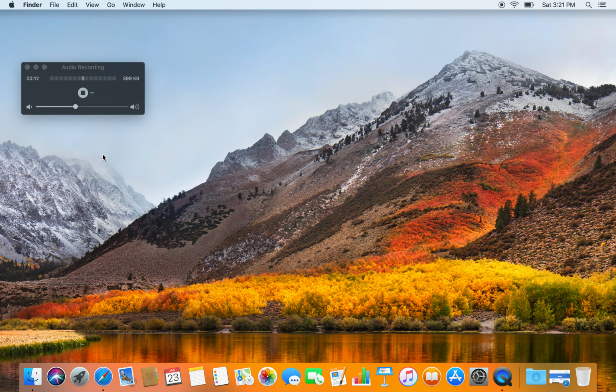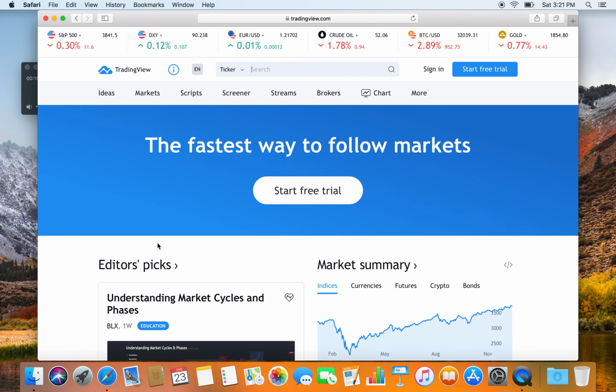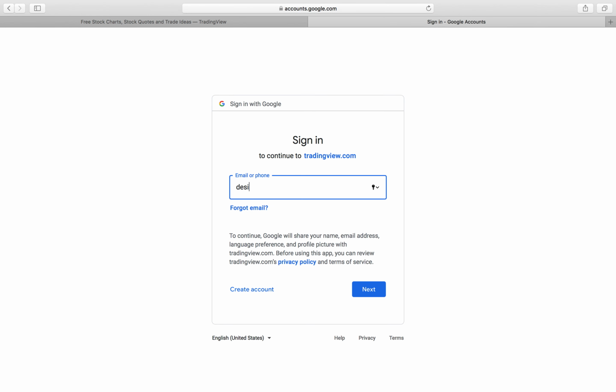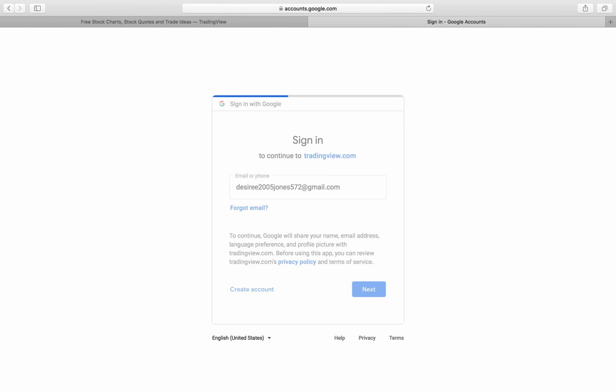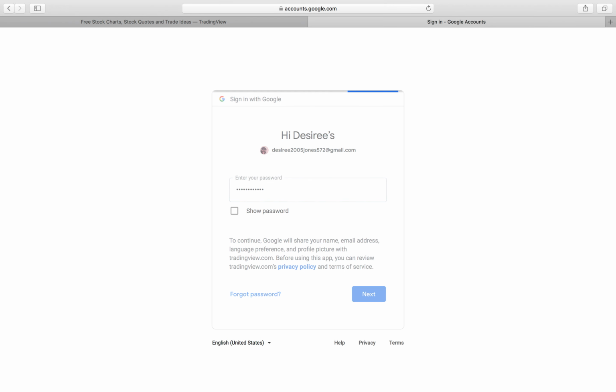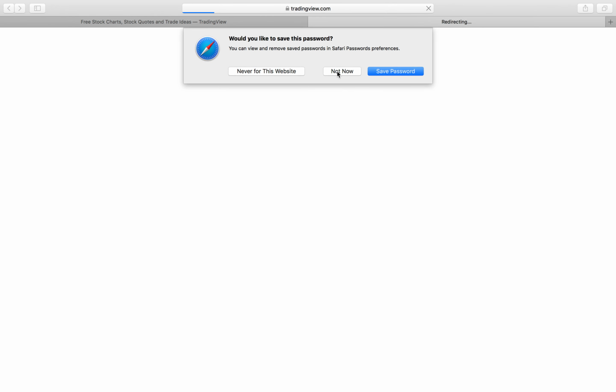Okay, I just wanted to show you guys this TradingView. Make it full screen. Okay, so I'm going to sign into my account so that you guys can see what I've been doing on here, just so you can get a little preview of what TradingView specifically is.